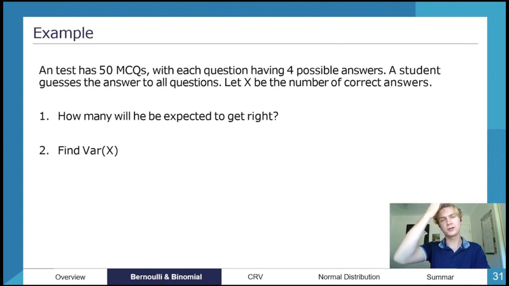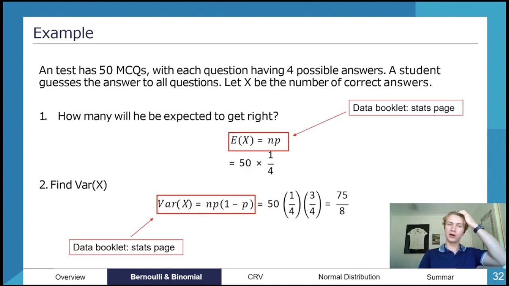That's step 1 we were supposed to do, because there's success, failure, independent trials, and also its probability is constant. It's not changing, essentially. So how many would be expected to get right? Well, we're just going to apply the formulas that we got from the data booklet.